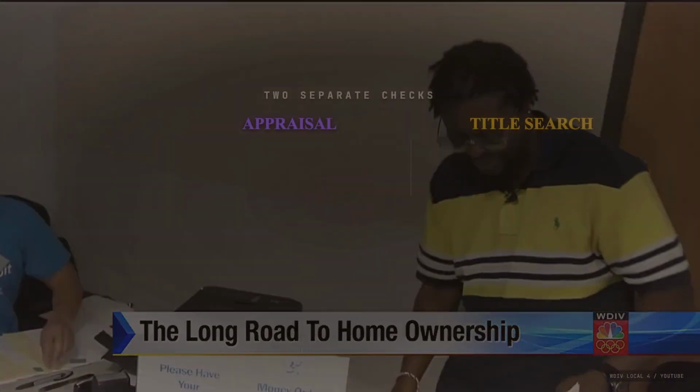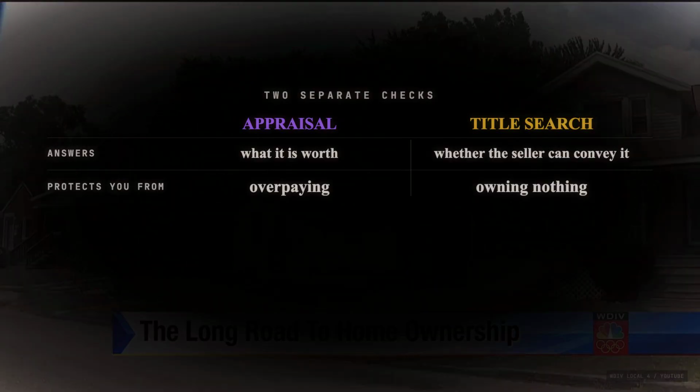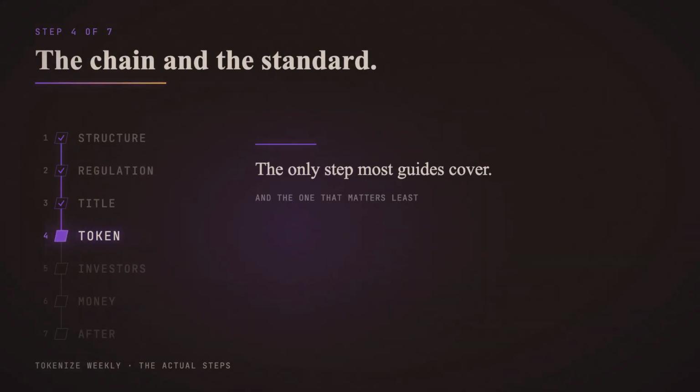Two separate checks protect you here. An appraisal says what the asset is worth. A title search says the seller can actually convey it. They are not substitutes. This is the only step most guides cover, and it matters least until the first three are done.